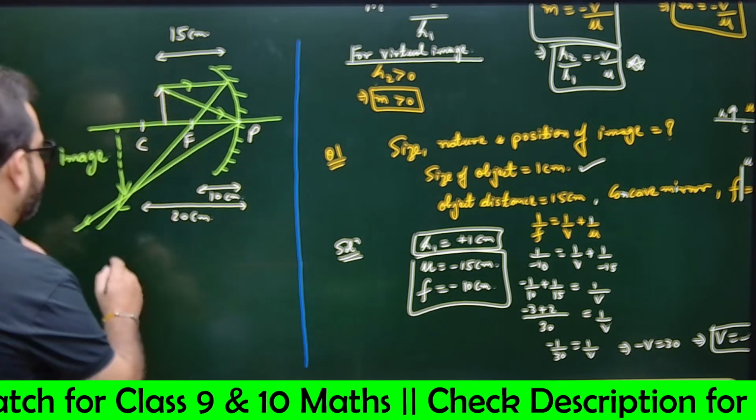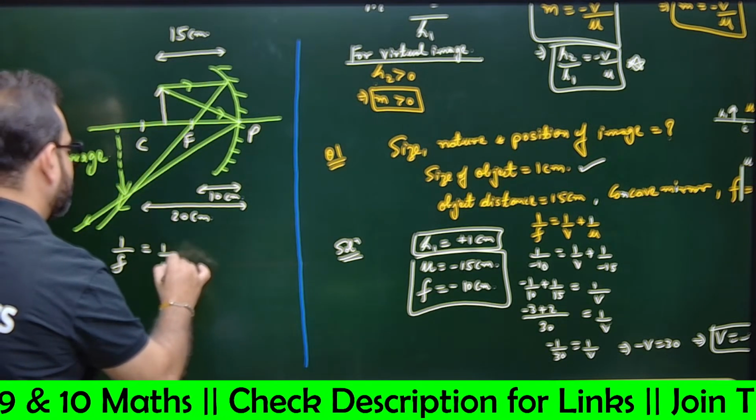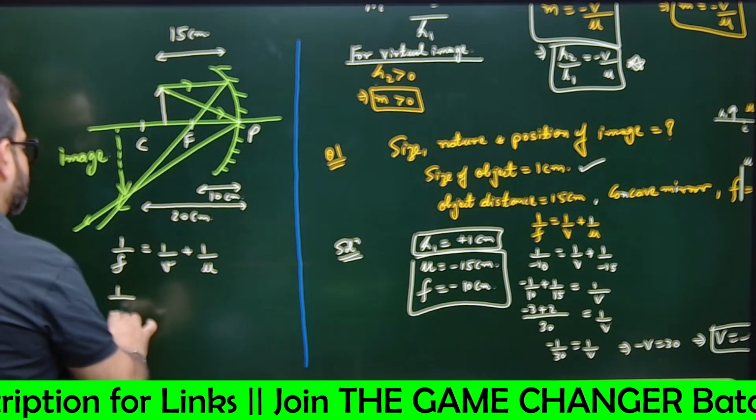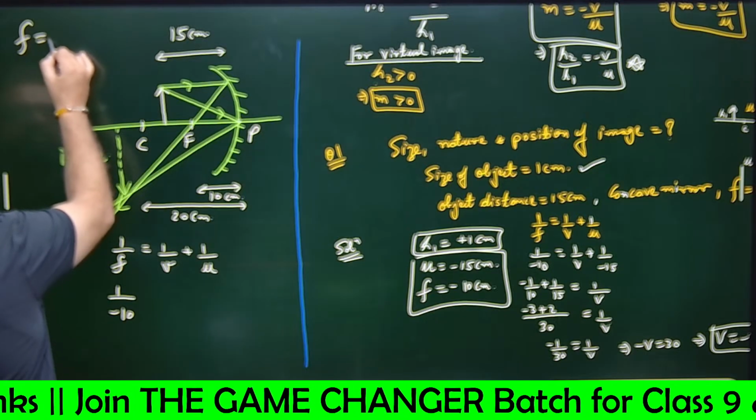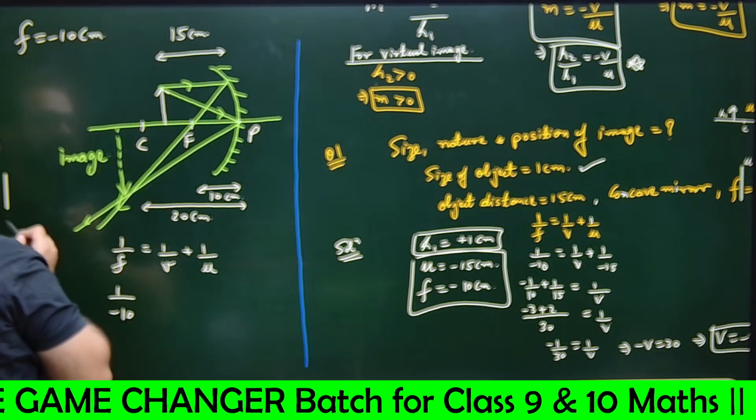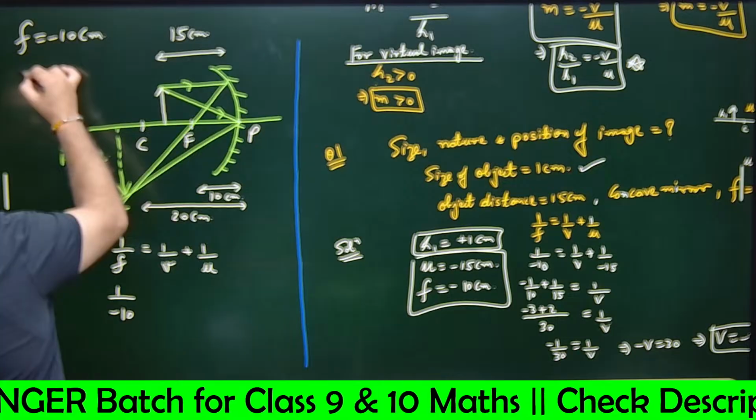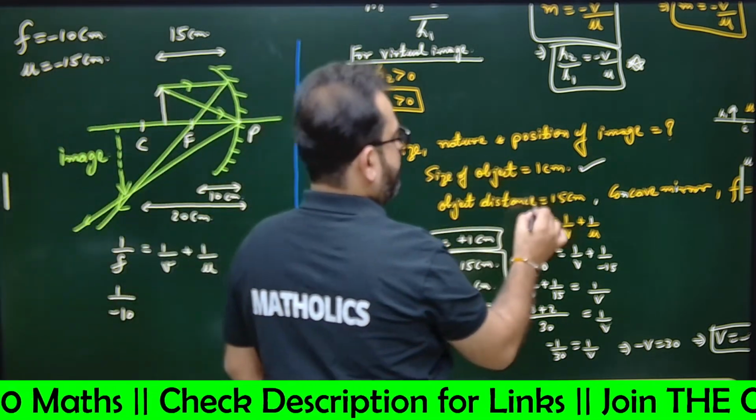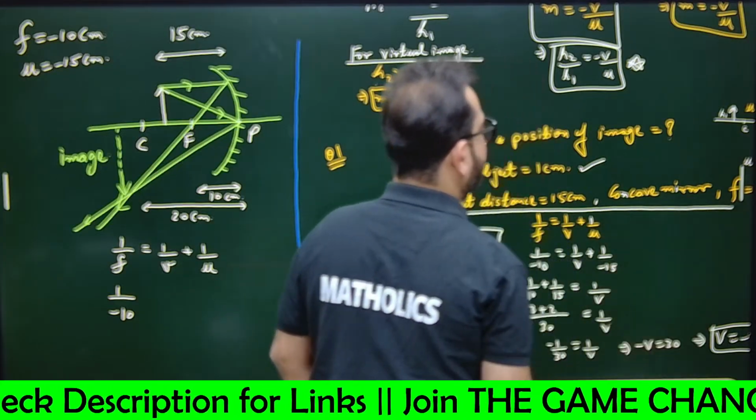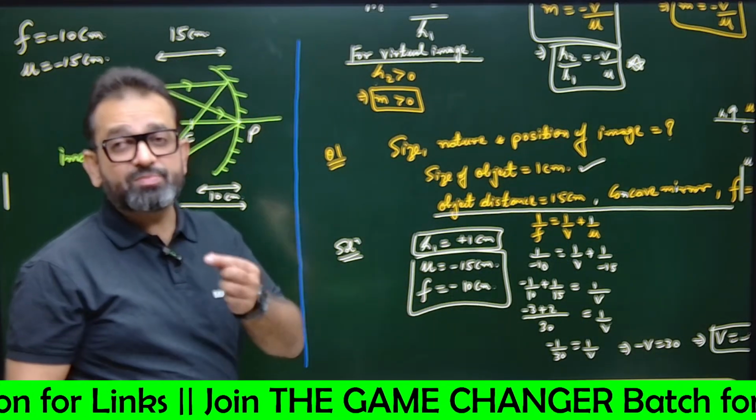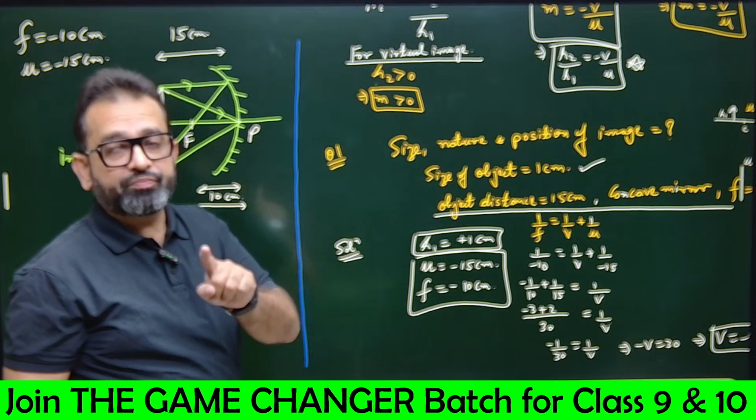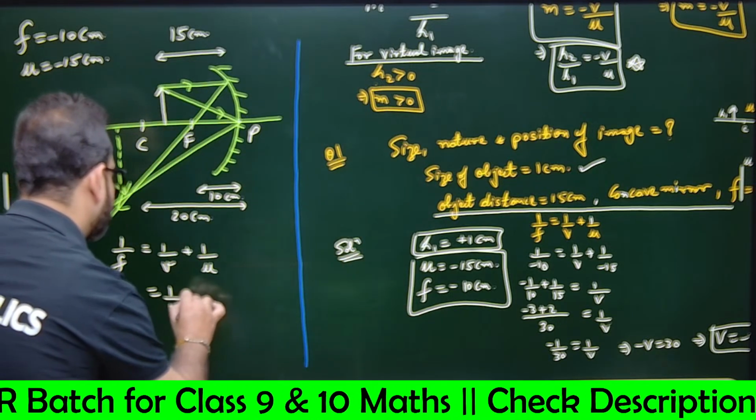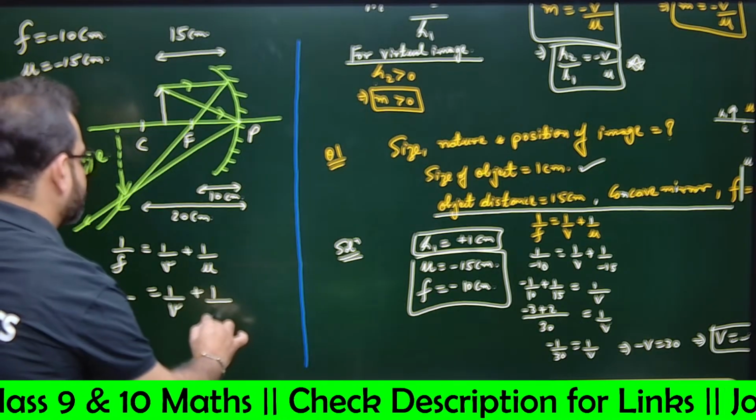Now see. If we calculate 1 by F equals 1 by V plus 1 by U. What is given? F is given as minus 10 centimeter. And U means object distance. U is minus 15 centimeter. What is given is object distance and focal length. Object distance means U. Image distance means V. F is focal length. F is negative. U is also negative. Calculate 1 by V plus 1 by U, what is U? U is minus 15, right?